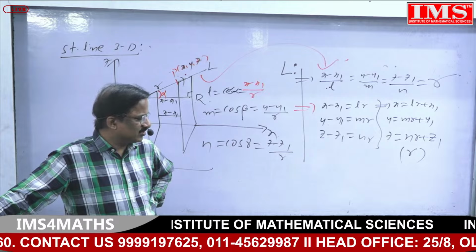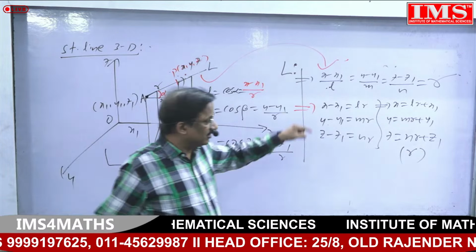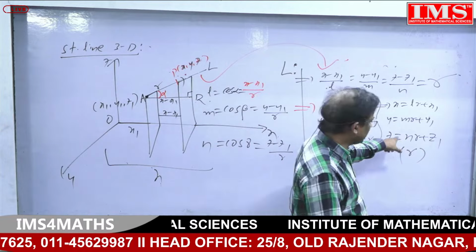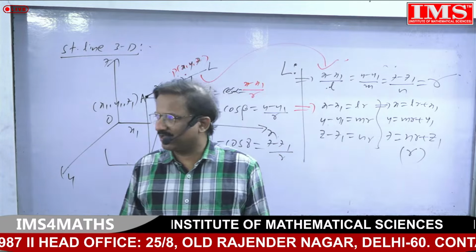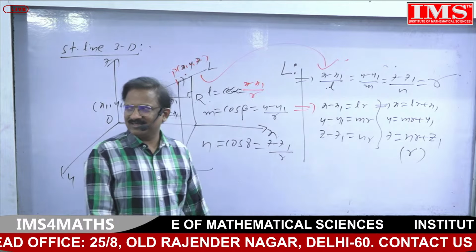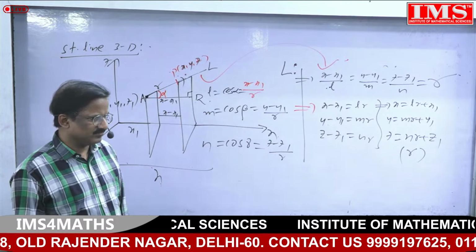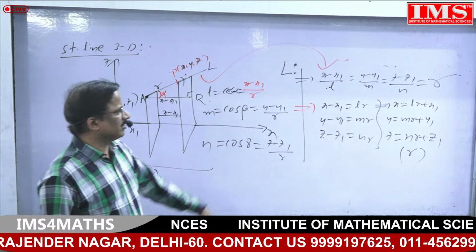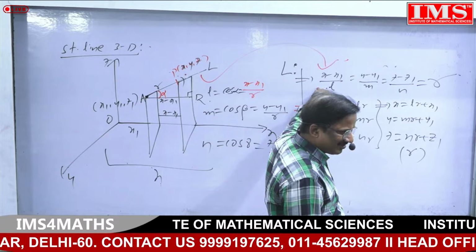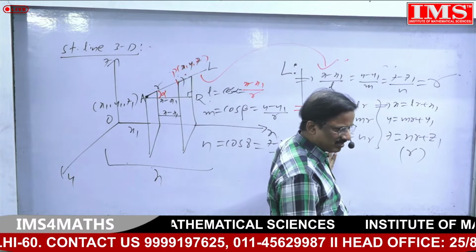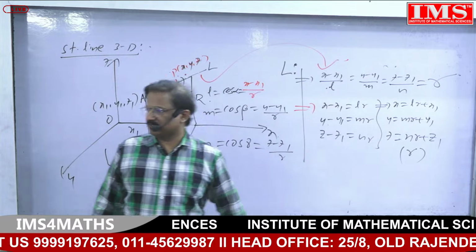These equations are known as equations of the line, and in this, r is a parameter. It is a parametric form of the line, right? And it is a symmetrical form of the line. There is a general form of the line also we speak.